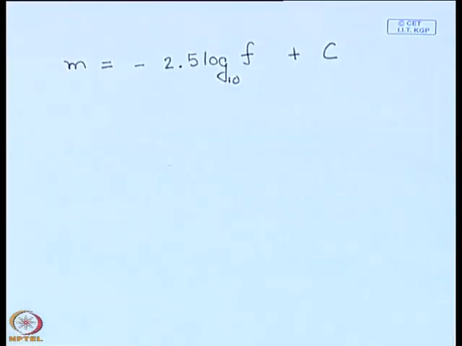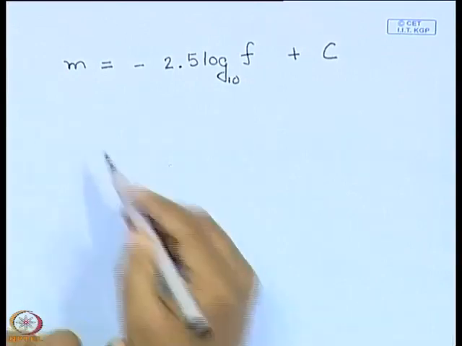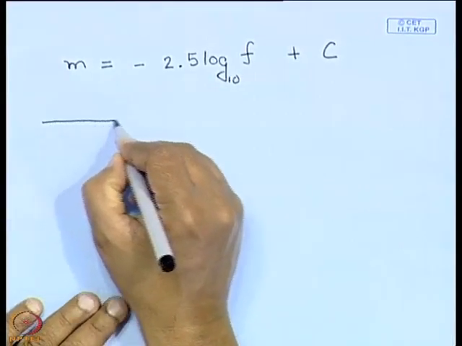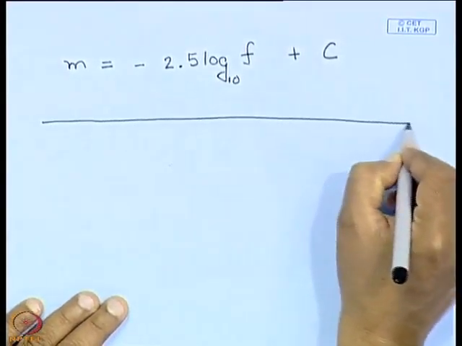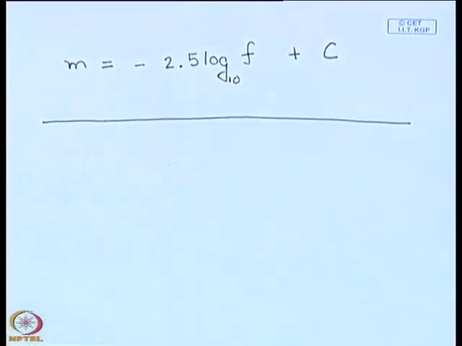Right. Now, this is the definition of the apparent magnitude. Let us just try to get an appreciation for what it tells us. The first point that you have to note is the larger the magnitude, the fainter the star is.